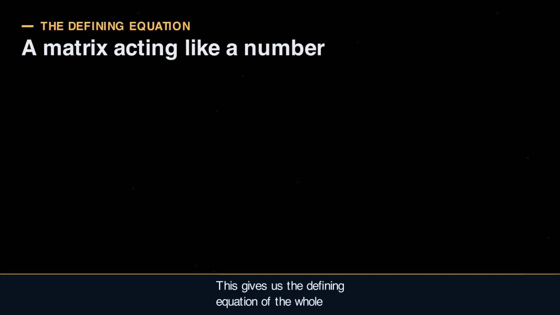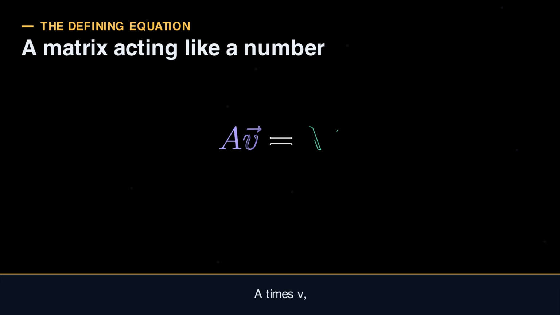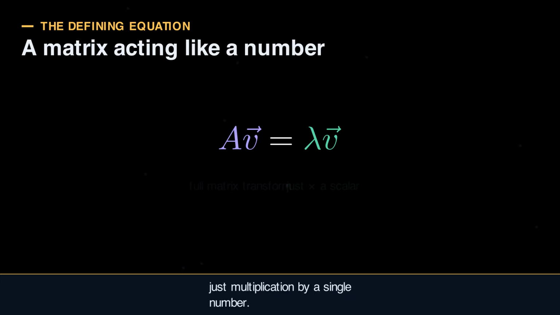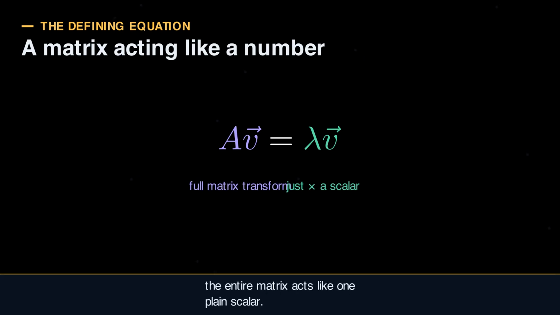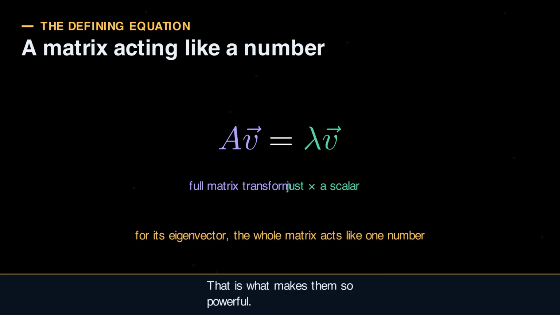This gives us the defining equation of the whole subject. A times v equals lambda times v. On the left, the full matrix transformation. On the right, just multiplication by a single number. For an eigenvector, the entire matrix acts like one plain scalar. That is what makes them so powerful.